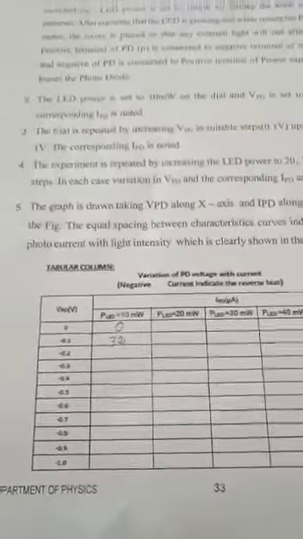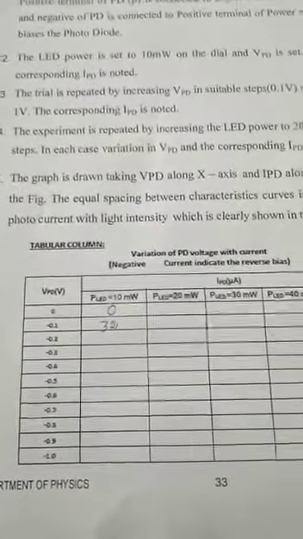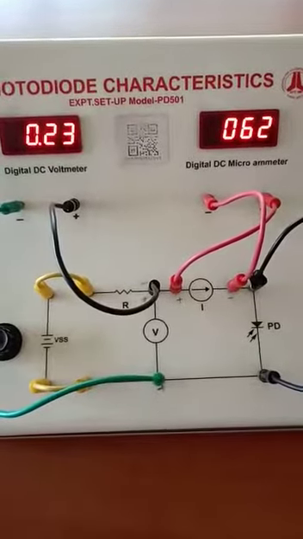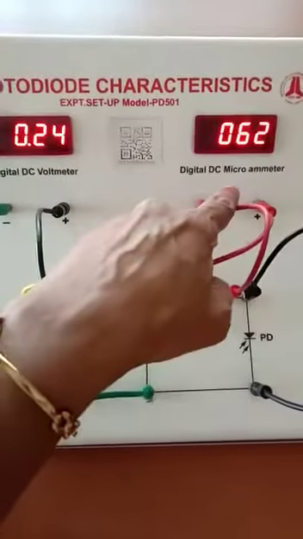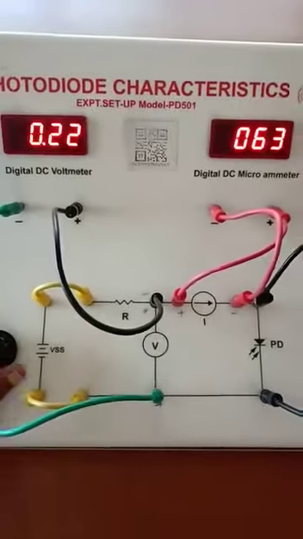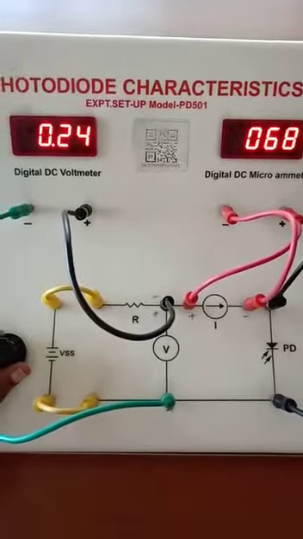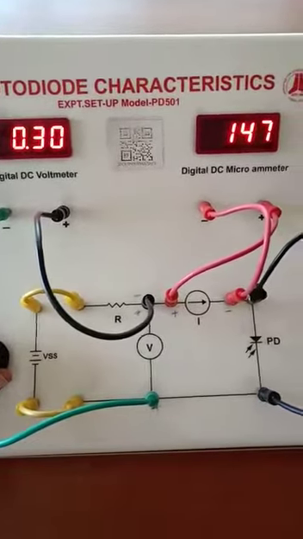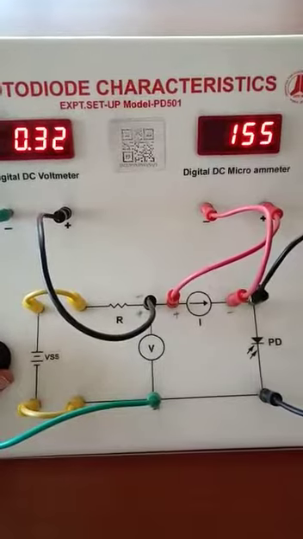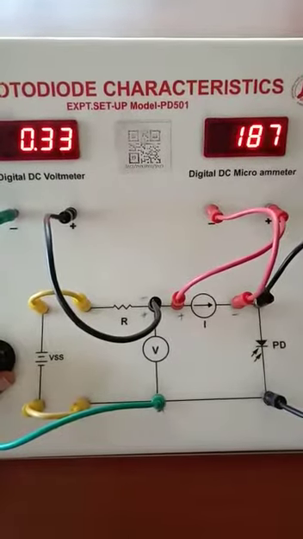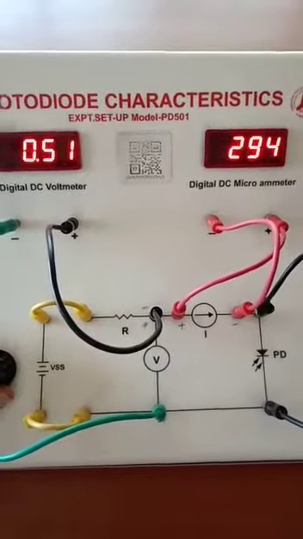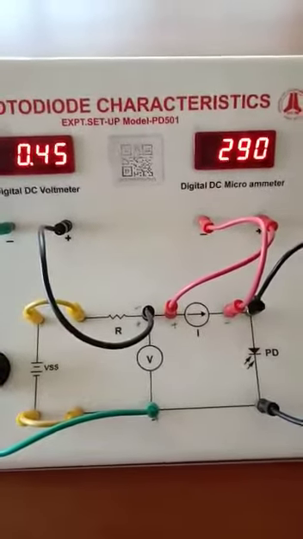Next we will make it 0.2 and note down the corresponding microammeter reading. For 0.2 the microammeter reading is 62. Next make it 0.3. For 0.3 it is 147. Like that you keep on increasing the values, 0.4, 0.5, note down the readings and tabulate them in the columns.